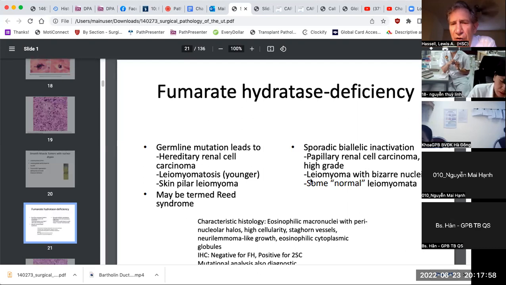Now, in many older series of leiomyoma with bizarre nuclei, these tumors were lumped together. And so if we were to go back to the early descriptions of leiomyoma with bizarre nuclei, we would find some of these fumarate hydratase deficient tumors. So what do those look like? Well, they look a little bit different.